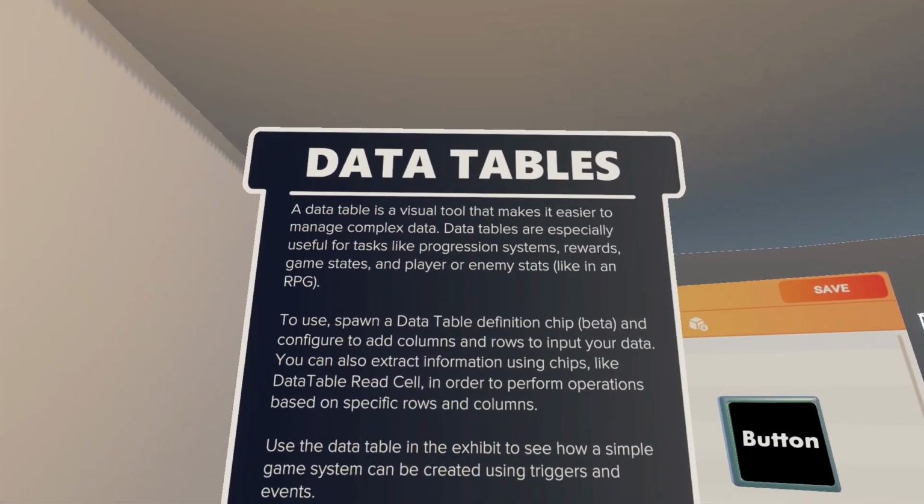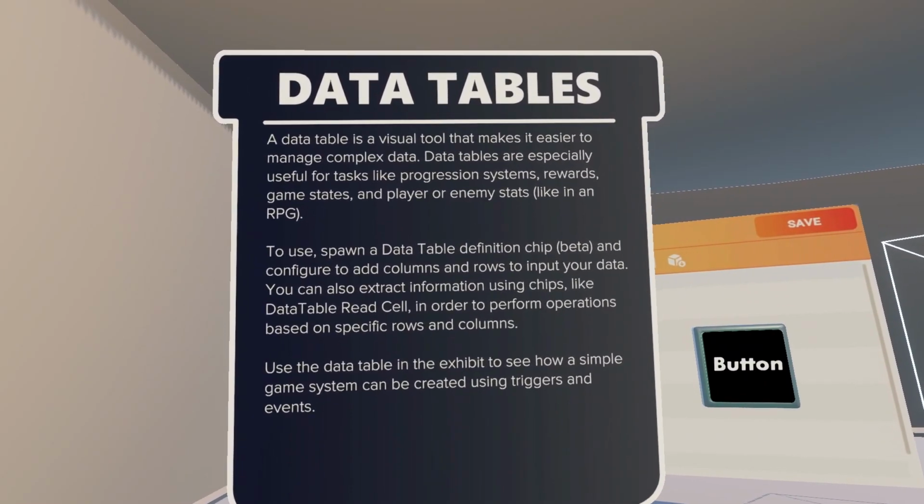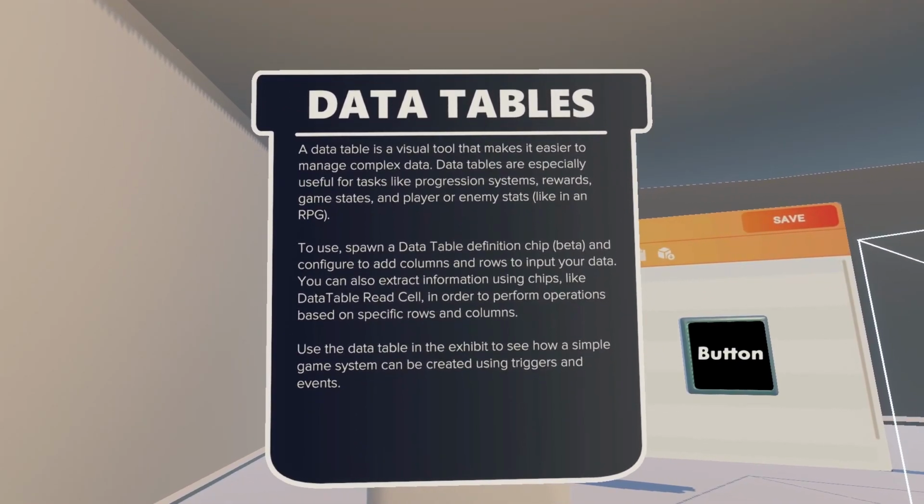A data table is a visual tool that makes it easier to manage complex data. Data tables are especially useful for tasks like progression systems, rewards, game states, and player or enemy stats, like in a RPG. To use, spawn a data table definition chip, beta, and configure to add columns and rows to input your data. You can also extract information using chips, like data table read cell, in order to perform operations based on specific rows and columns. Use the data table in the exhibit to see how a simple game system can be created using triggers and events.